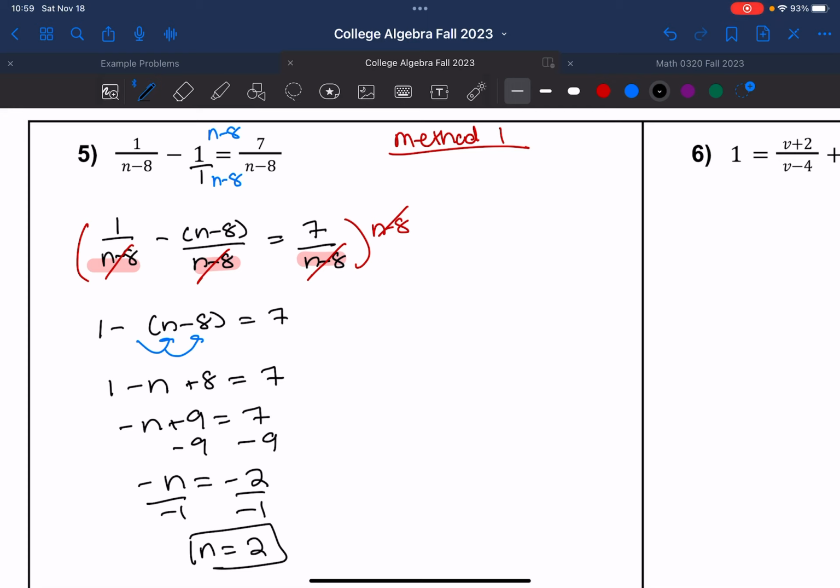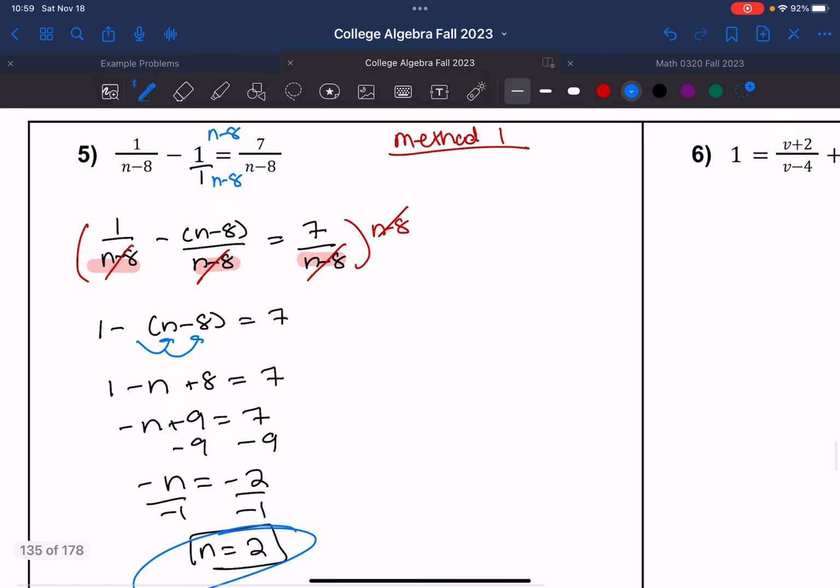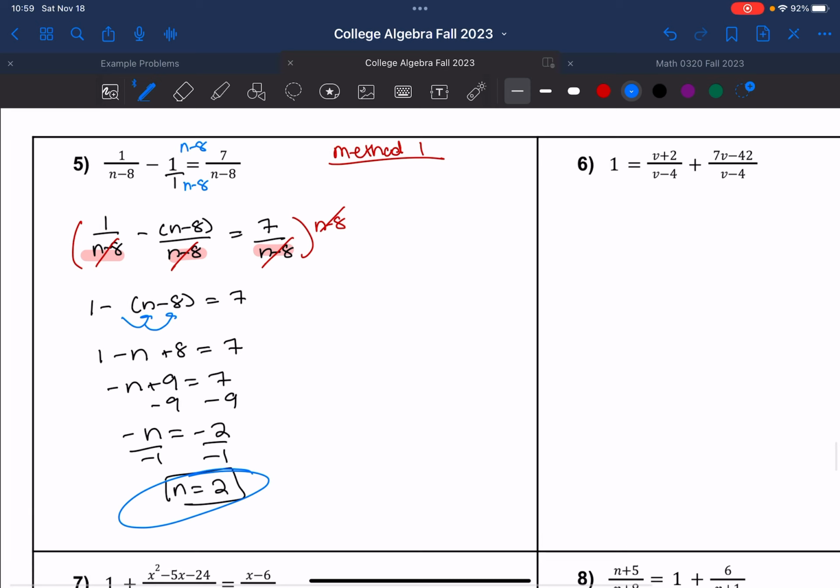Okay. I still have to check if that 2 does not turn any of these denominators to 0. So if I plug in a 2 here, 2 minus 8, that gives me negative 6. Same over here, 2 minus 8 gives me negative 6. Since it does not give me 0, then n equals 2 is my answer. Okay. Again, this is me showing you method 1.